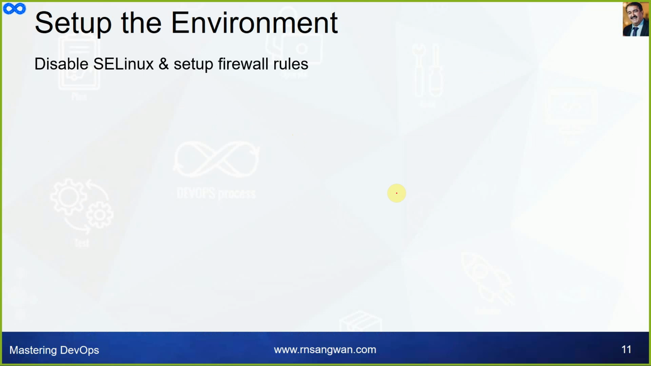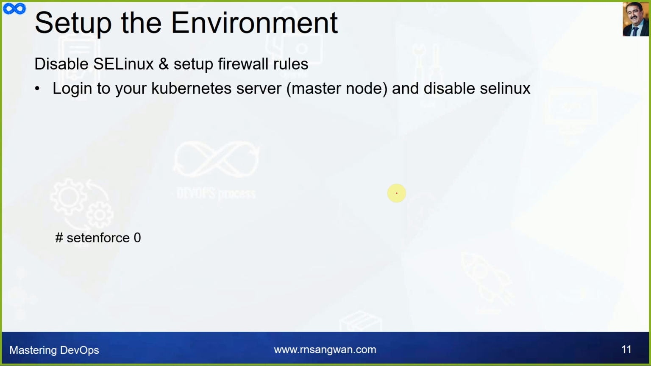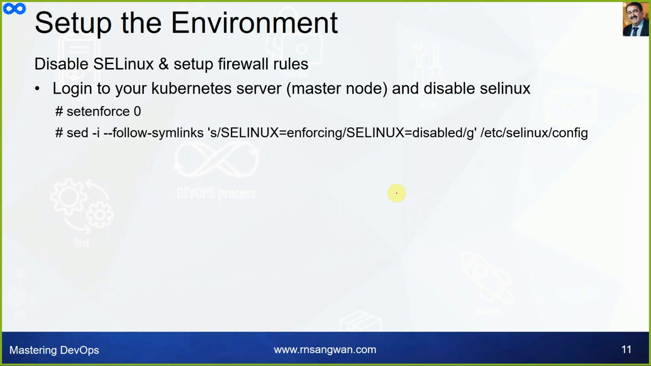The environment. Disable SELinux for the testing phase. Otherwise you can create policies. I know how to create policies, but I don't want to get into the operating system security part of it. So simply for the time being, disable it. SELinux and firewall rules. Log into your server, enforce. I have already done it for you. Set enforce 0. This is disabled in your case.